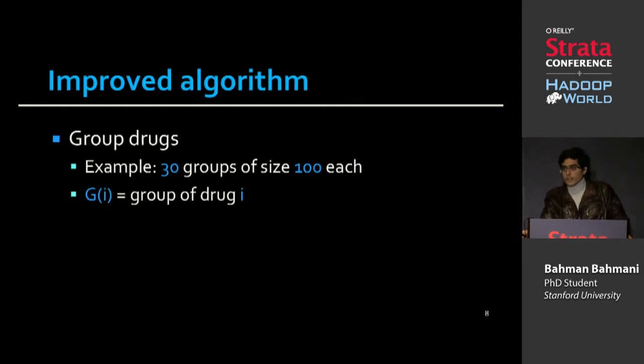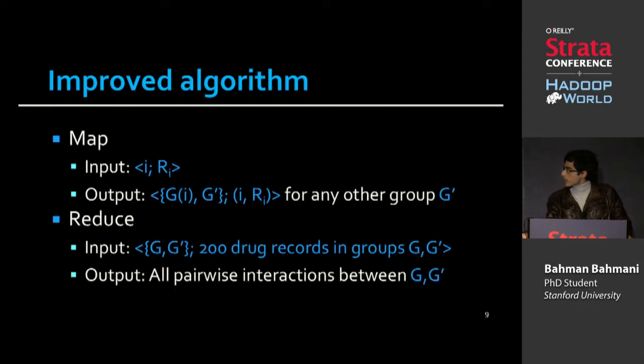Here's an idea. The idea is that we group the drugs together. Let's say, as an example, we group the drugs into 30 groups of size 100. And let's say that GI is the group for drug I. Then the algorithm works as follows. The map again receives the drug and the record. What it outputs now is the group for drug I and any other group G prime as the key. And then as the value, it outputs the drug and its record.